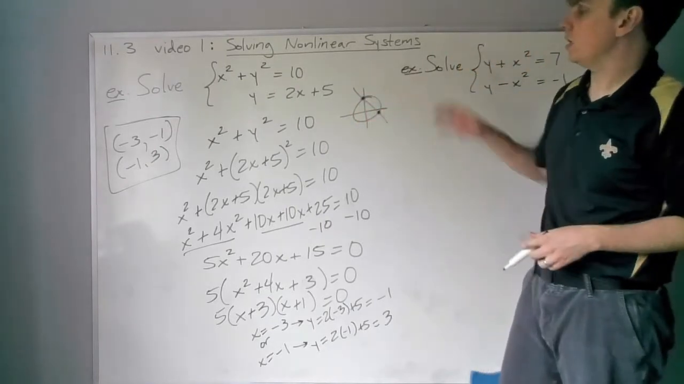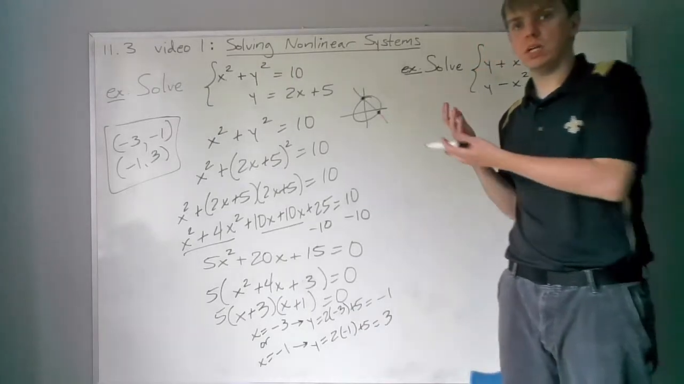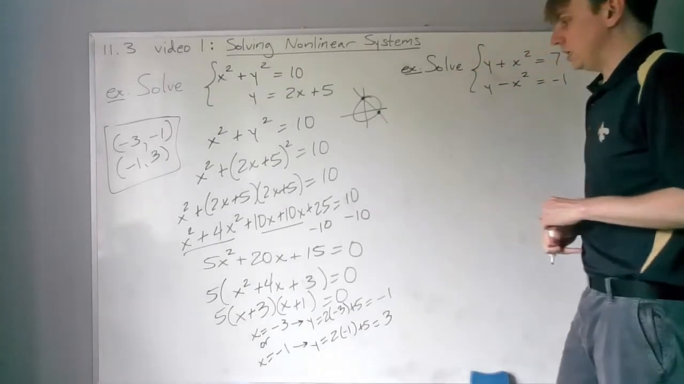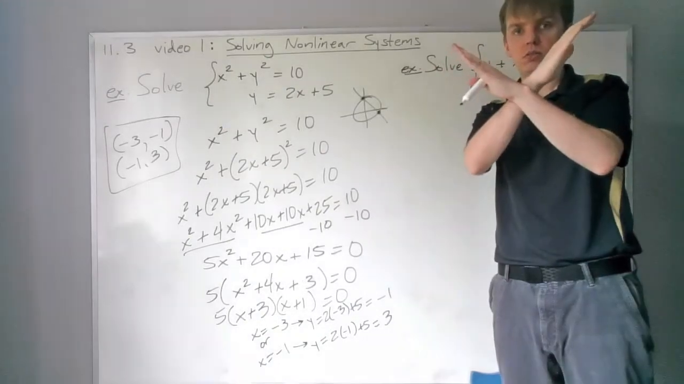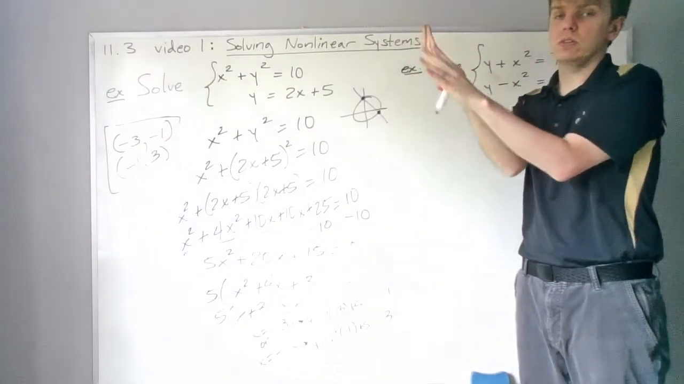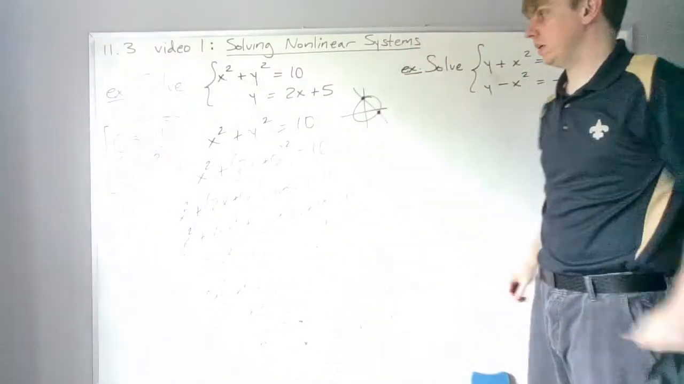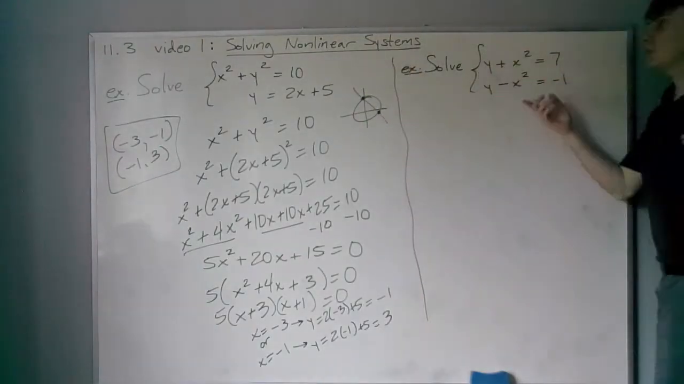The picture doesn't look quite like this, but it's a line and a circle, and so, yeah, it's possible to have two answers. Unlike our linear systems, if we're talking about two lines, either they have one answer, they have infinitely many answers if they're the same line, or there's no answers because it was two parallel lines. Okay, anyway, let's look at another example.